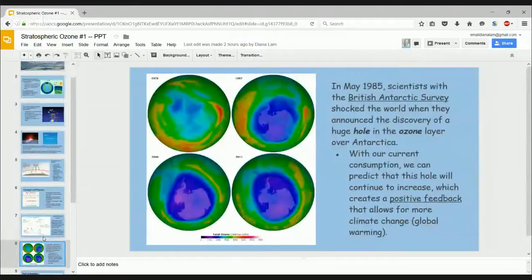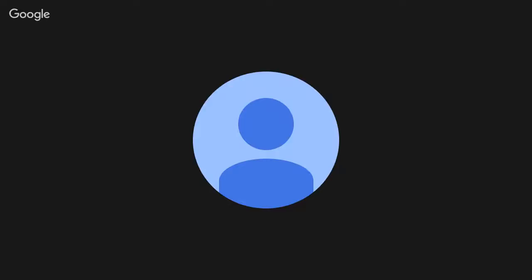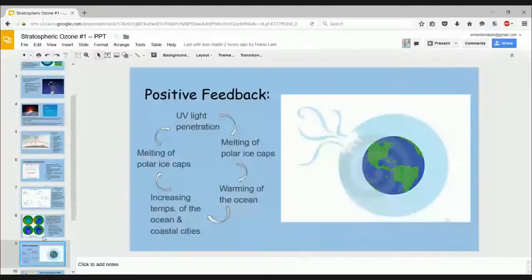However, with an increase in pollution and greenhouse emissions, scientists discovered that there was a hole in the ozone layer over Antarctica in a 1985 British Antarctic survey. This hole gets larger and larger. In terms of our current consumption, this hole will get bigger and bigger, and there will be a positive feedback loop that only perpetuates the trend for more climate change and global warming.